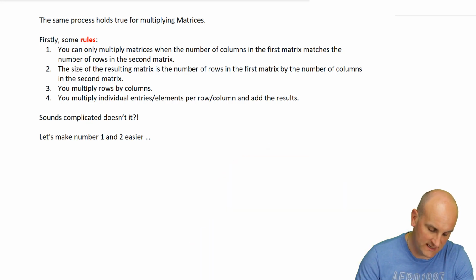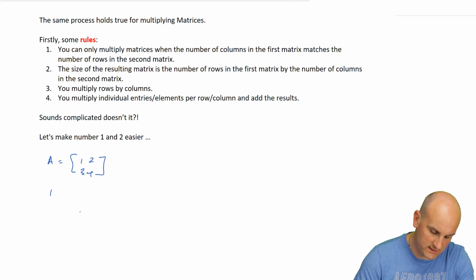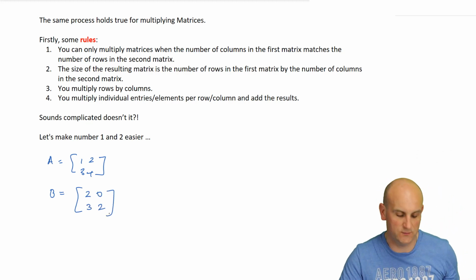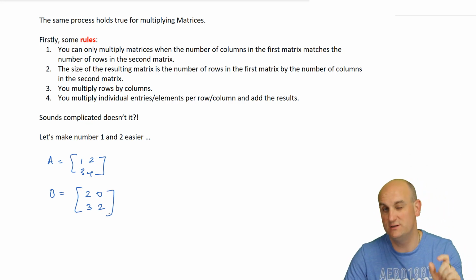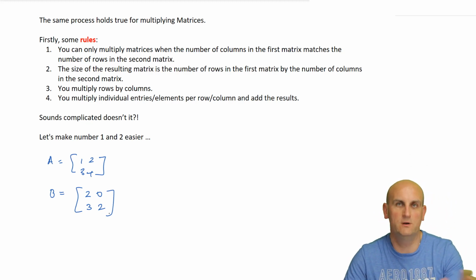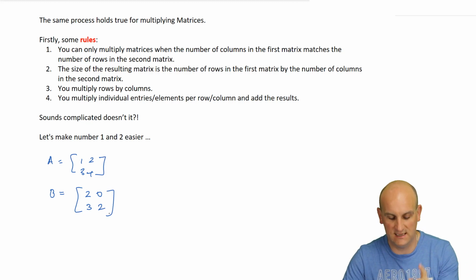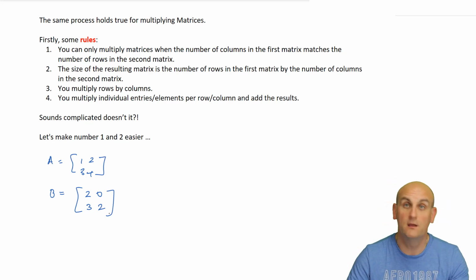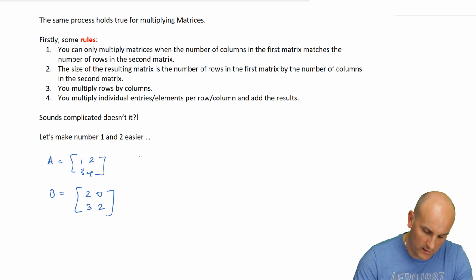So I'm going to multiply together A, which is 1, 2, 3, 4, and B, which is, let's choose something like 2, 0, 3, 2, just to make life a little bit easier. The order of the multiplication is important. I know for normal numbers 2 times 3 is the same as 3 times 2, but A times B and B times A could be different. Hold that thought. So I'm going to work out A times B.